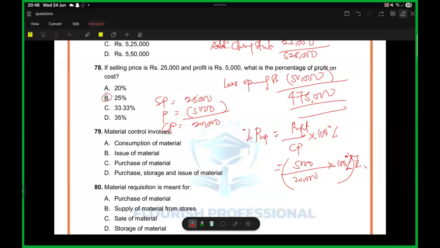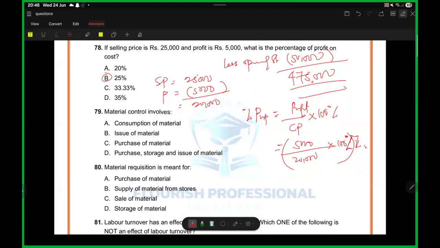All right, so where are we? 79, right? Okay, what 79 is saying is that material control involves, if you are controlling your materials, A, consumption of materials, B, issue of materials, C, purchases of materials, and D, purchase, storage, and issuance of material. So what is the answer? If you want to control your materials, what is the answer?